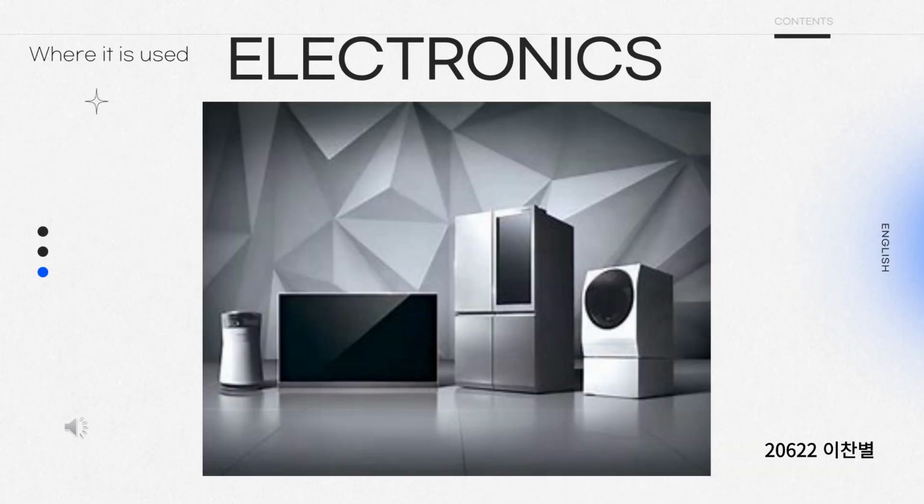Semiconductors are used in electronic products that can be easily seen in our daily lives. Semiconductors not only control current, but also receive radio waves and convert them into the required signals. Semiconductors help us live a much better life than before.